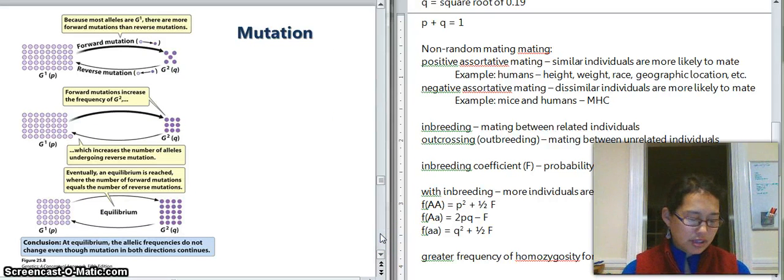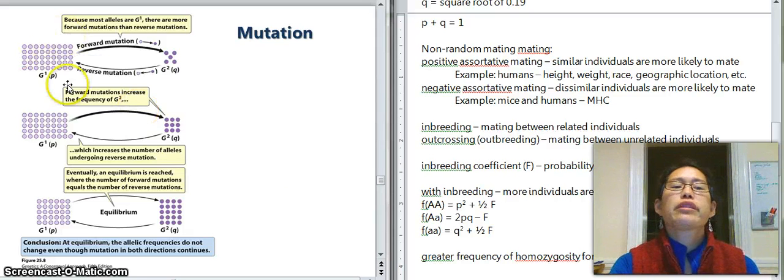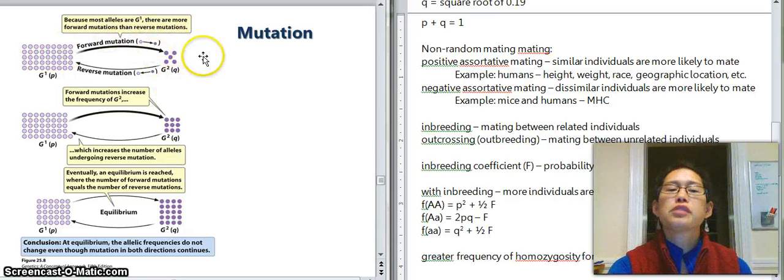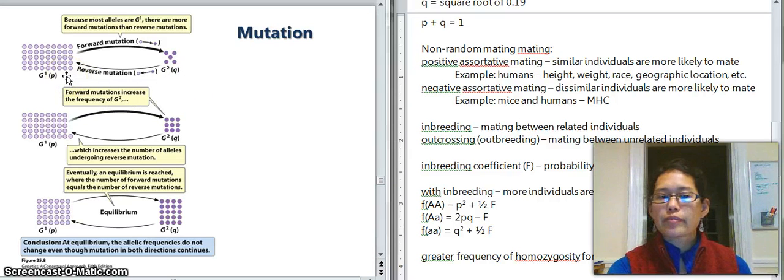Mutation. So, let's say we start out in a population with a single allele. We don't have any variation at this particular locus. Then we get mutation, forward mutation, to produce this second allele. At the same time, there's a back mutation rate, a reverse mutation rate.